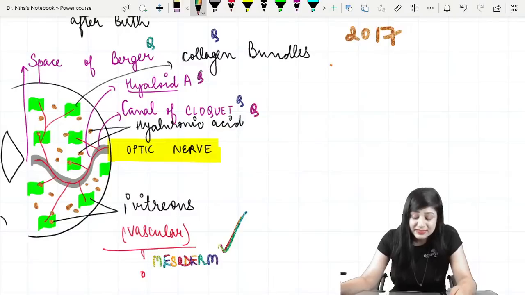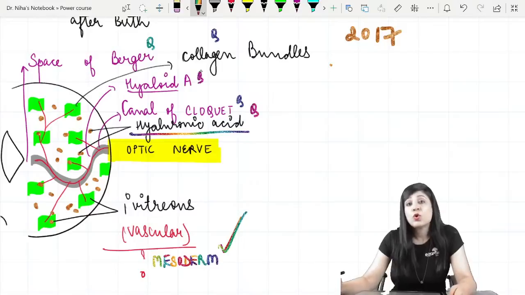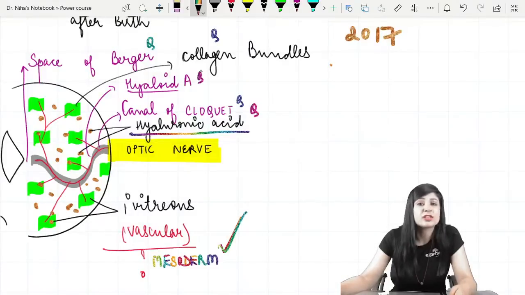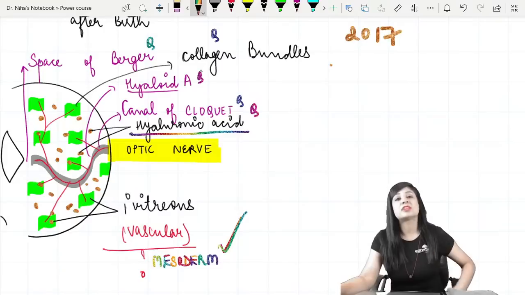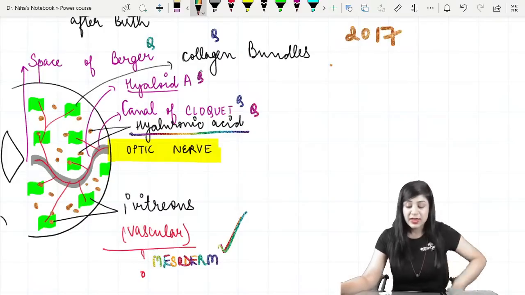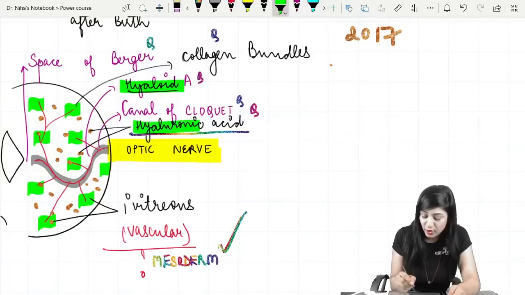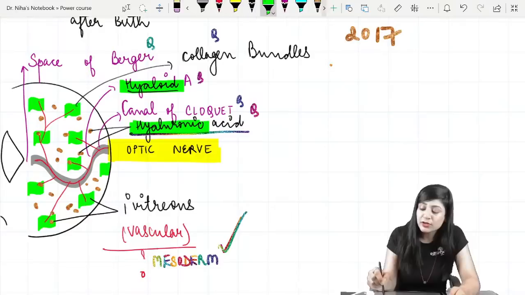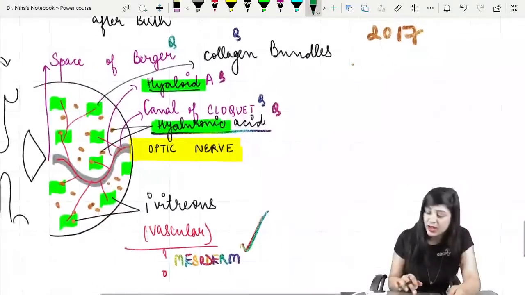And another thing is that if they ask you which fluid contains the hyaluronic acid, always remember it is the vitreous humor. Though hyaluronic acid is also present in synovial fluid, if both the fluids are in the options, you have to choose the vitreous humor itself. So everything related to vitreous is hyaloid: hyaloid artery, hyaluronic acid, and the membranes that it forms are also hyaloid membranes.